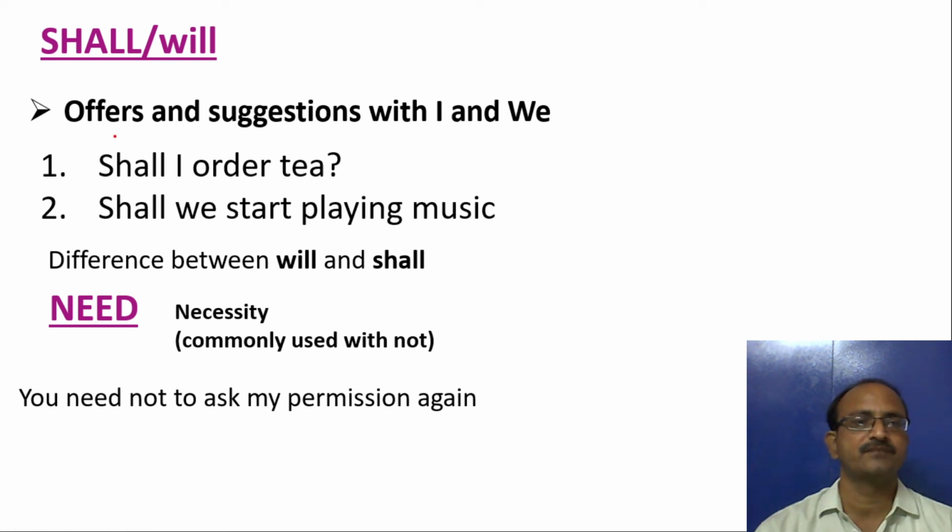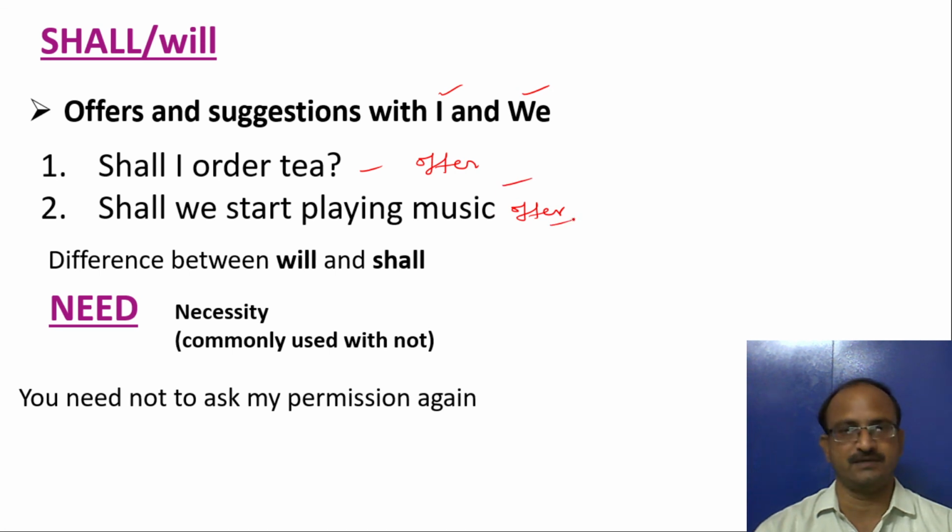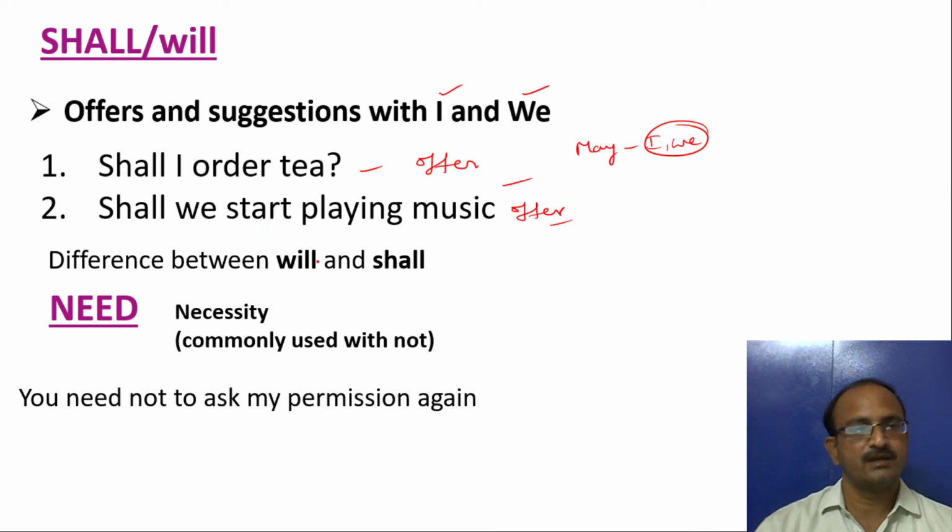And come to shall and will. We use shall for offers and suggestions with I and we. Shall I order tea? That is an offer. Shall we start playing the music? That is also an offer. So especially with I and we we use shall. Like in my previous point, may also. We use may for I and we purposes only. Next, later in our next session level, I will explain this need.